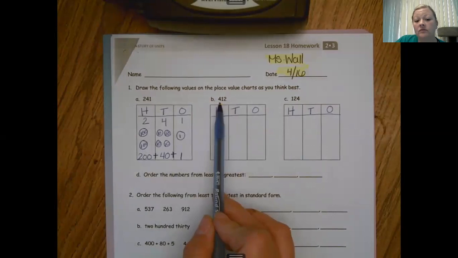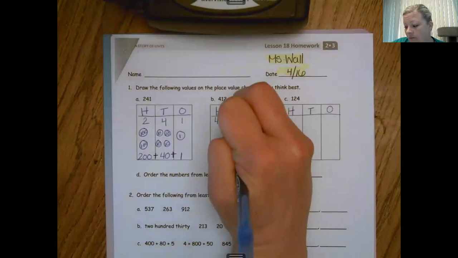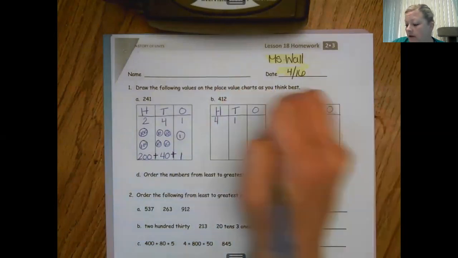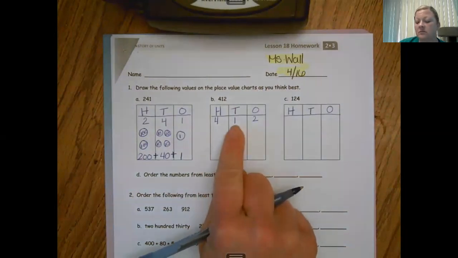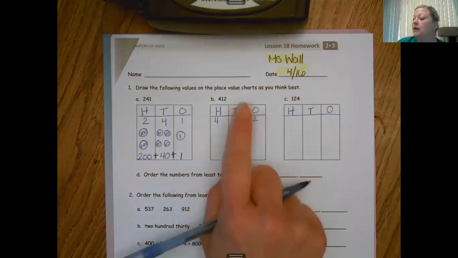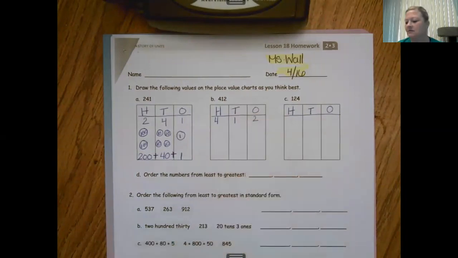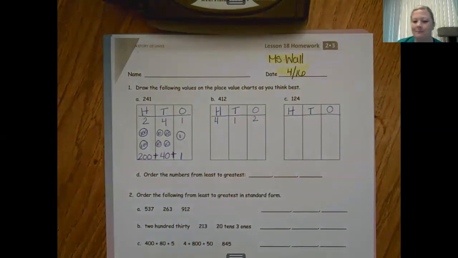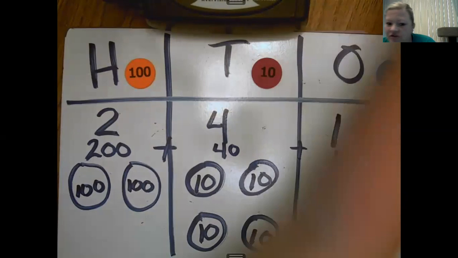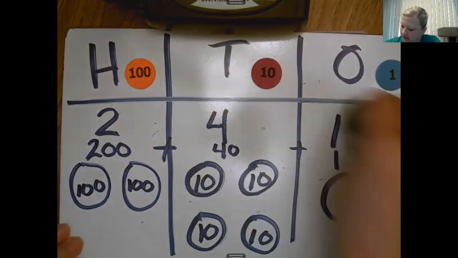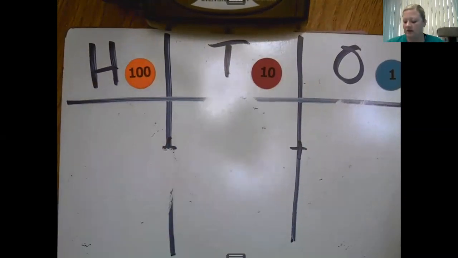Let's try letter B. We have 412. So let's write 400 at the top, the 4, the 1, and the 2. So the 4 is in the hundreds place, the 1 is in the tens place, and the 2 is in the ones place. I think I got that right. All right. I'm going to do the same thing here, just so it's bigger for everybody to see, which I think is important.